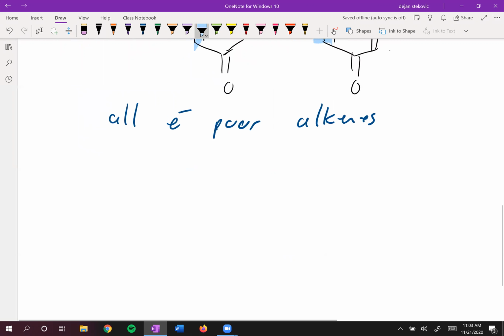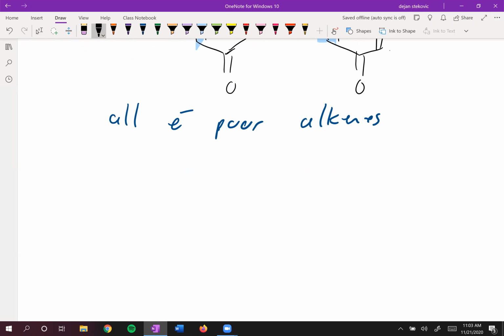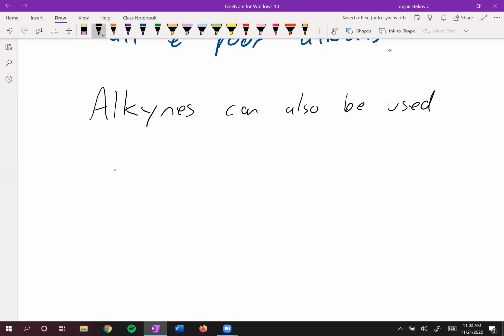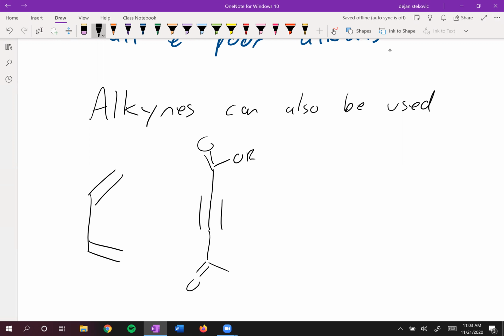It doesn't have to be an alkene though. Alkynes will also work as the dienophile. So for example, you could have a diene, and then for your dienophile, we could have an alkyne. And so the mechanism here is the same.